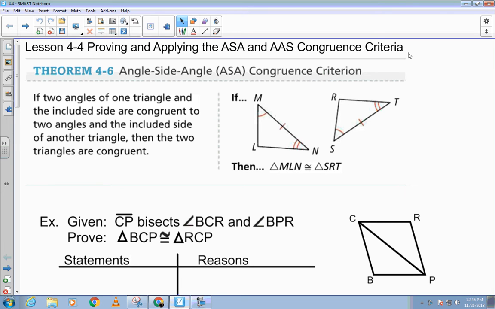So, before Thanksgiving, we talked about congruent triangles. And what does it mean for two triangles to be congruent? Same side lengths and same angle measures, right? Okay? So, you take one and put it on top of the other. If two triangles are congruent, then all of their corresponding parts are congruent, right? Do you remember what we called that?